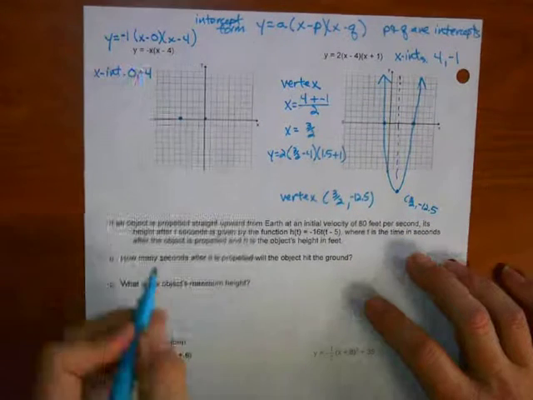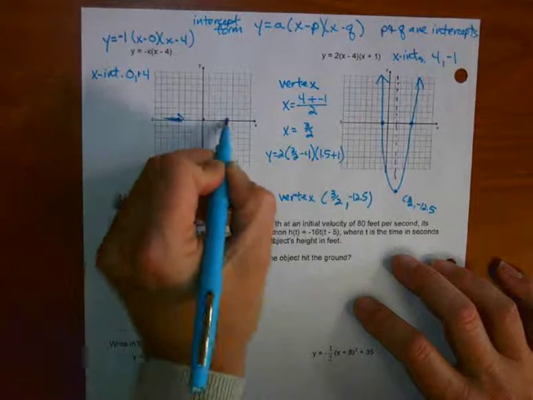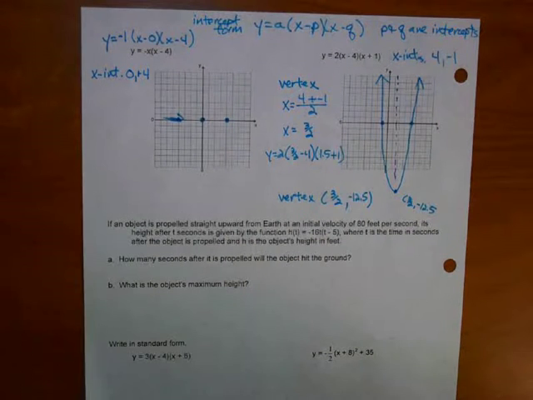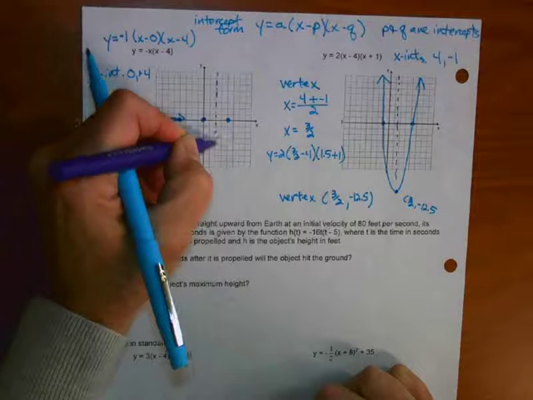Why is it negative 4? Just checking to see if you guys are paying attention. 0 and 4. Is it really easy to find the halfway point? You don't really have to do the work. It's just here, so let's just draw this line.